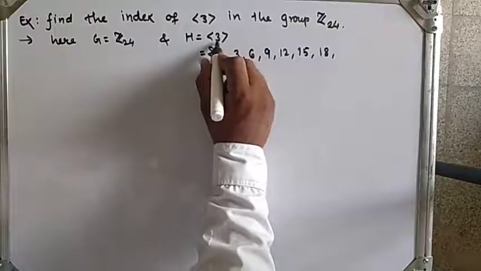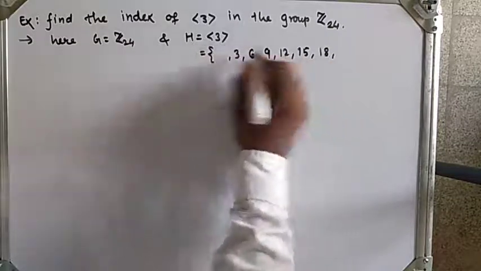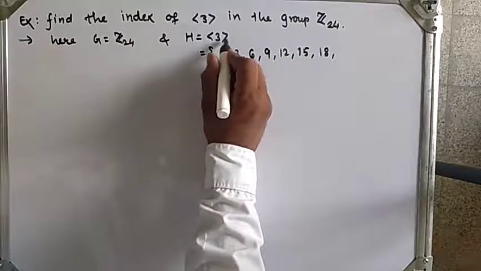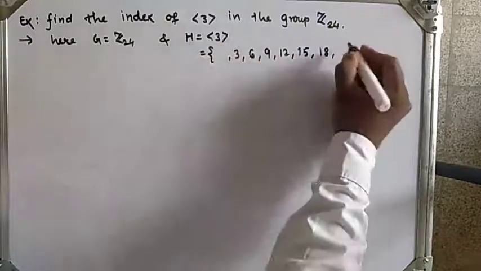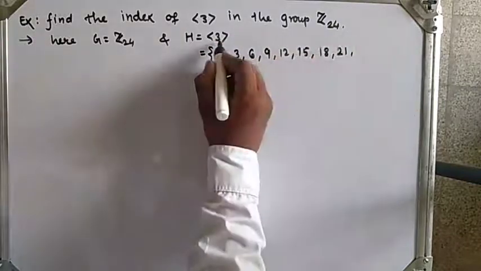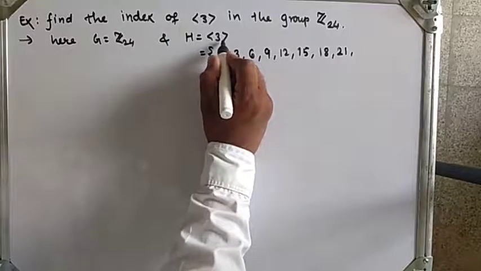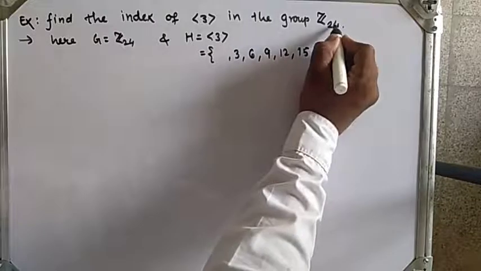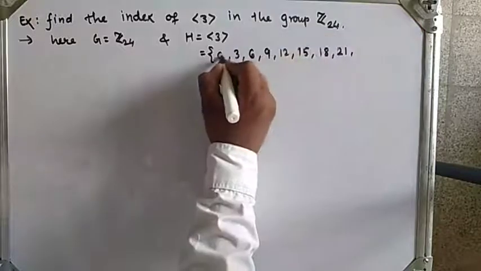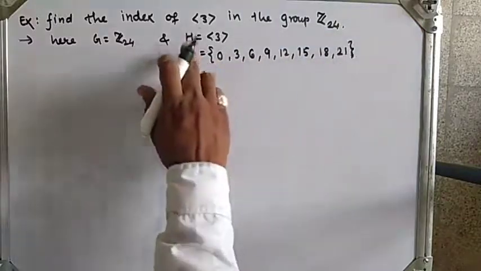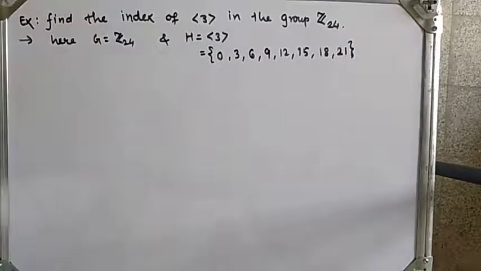If I add 3 seven times, so 3 plus 3 and so on seven times, we will get 21. And if I add 3 eight times, we will get 24, and here 24 modulo 24 will give 0. So the subgroup H generated by 3 will have elements 0, 3, 6, 9, 12, 15, 18 and 21.